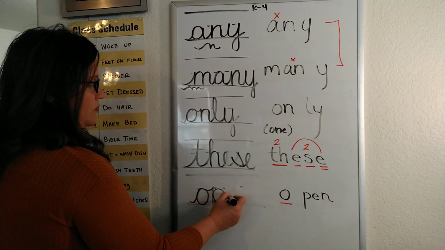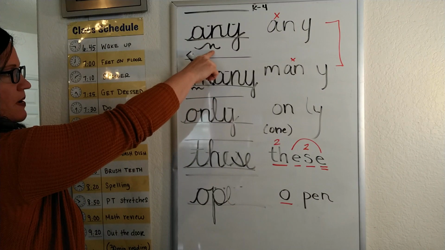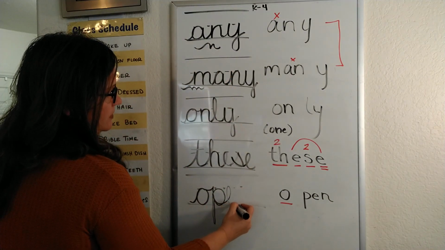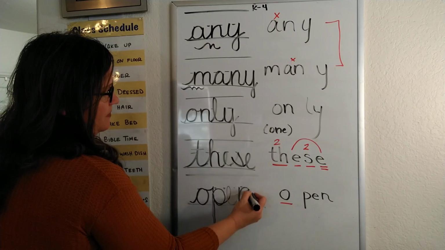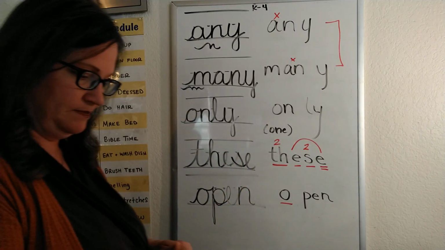E is a little loop, up to midline, back to baseline. And N you can do as a bump letter. I'm doing mine as an uphill. So uphill to midline, straight down, bump at midline, and a tail. Open.